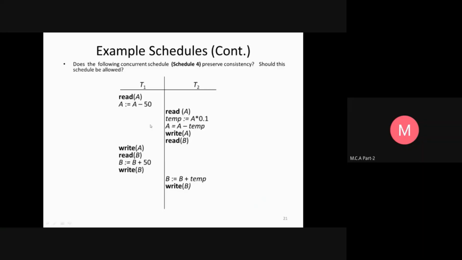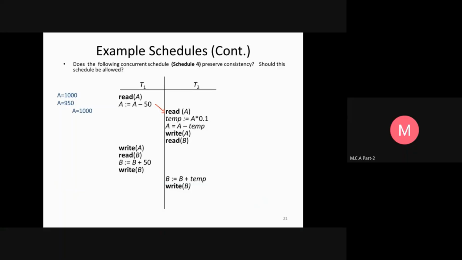Okay. So again, we start with the same initial values of A and B as 1000 and 2000. So when we read, A becomes 1000. When we modify it, it becomes 950. Now T2 is again reading A. So although this instruction is coming after this particular instruction here, because we go in chronological order, T1 has not yet written out the value of A. So which is the value that A reads? A reads it from the database. So the value of A again here is 1000.